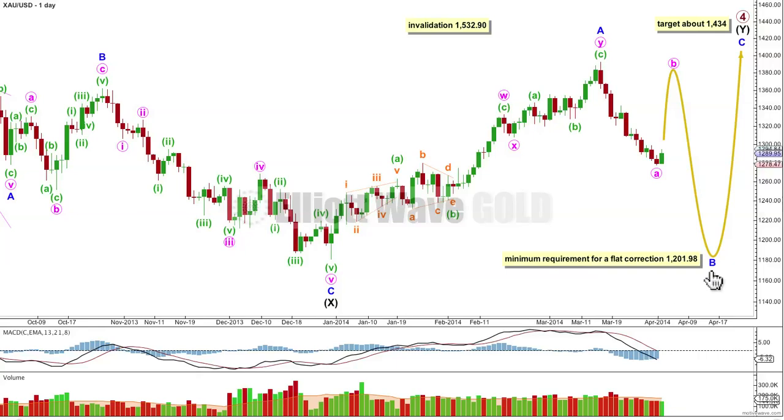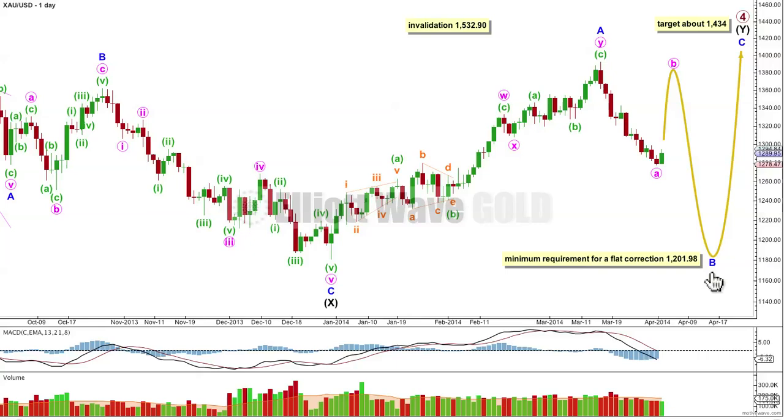Within a flat correction, the B wave must reach a minimum of 90% the length of the A wave, so this wave count requires movement to 1201.98 or below. The most common type of flat is an expanded flat where B moves beyond the start of A, so a new low below 1180 is actually reasonably likely.